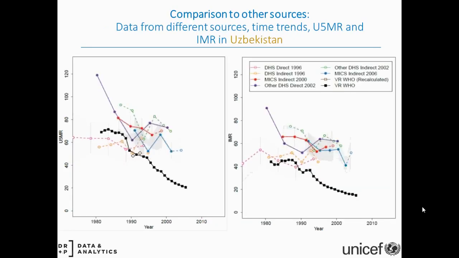And the other example from this country, where you can see the black line, also VR data, is much lower than other data sources. And here we have one DHS direct estimate and also an indirect estimate, those dashed lines. Based on some data quality assessment, we found that this data has some data quality issues. So you can see, indeed, it's even lower than the VR data.